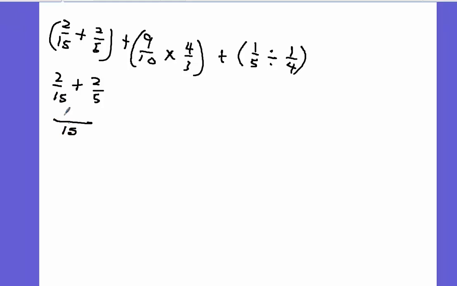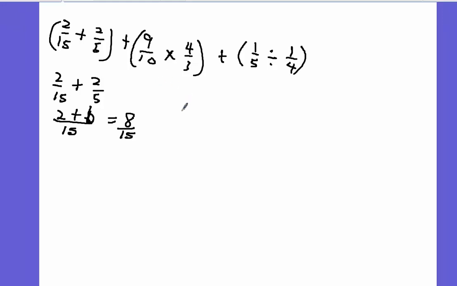15 goes into 15 once. 1 times 2, of course, gives me 2. 5 into 15 is 3. 3 times 2 is 6. Therefore, I'm going to have 8 out of 15 for the first bracket expression.